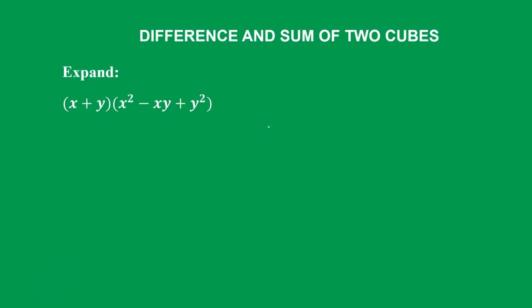Let's discuss the difference and sum of two cubes. We're going to start by finding the product of these two factors. So we have a binomial here and a trinomial here. We're going to find the product of these and then see what we're going to get. We're going to expand by distributing.